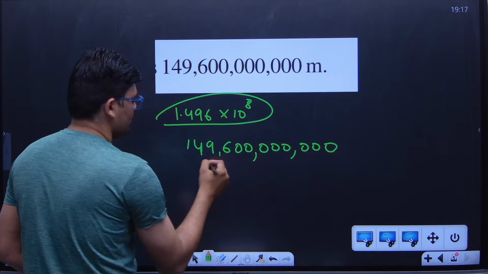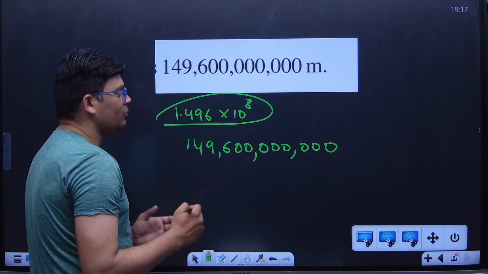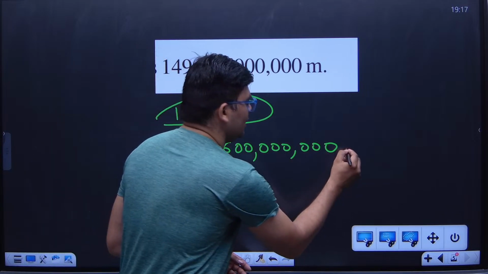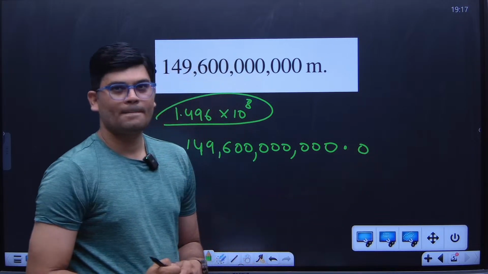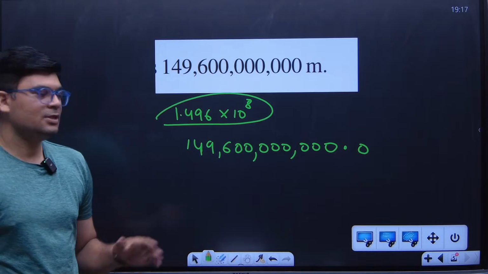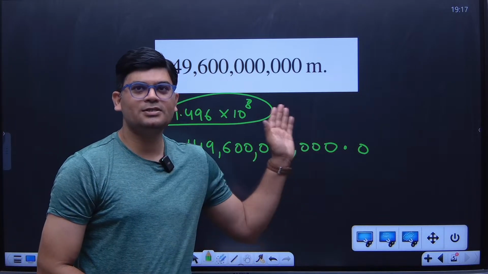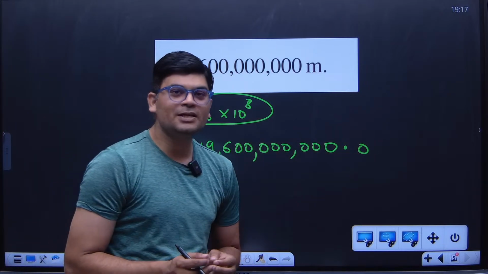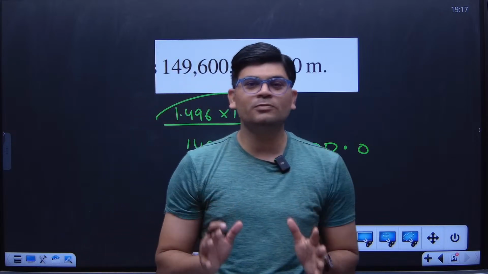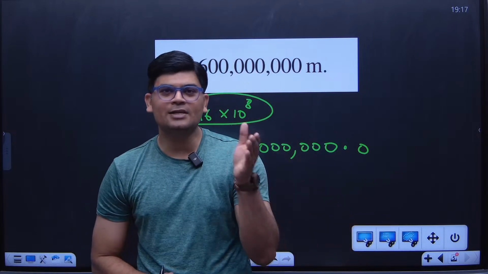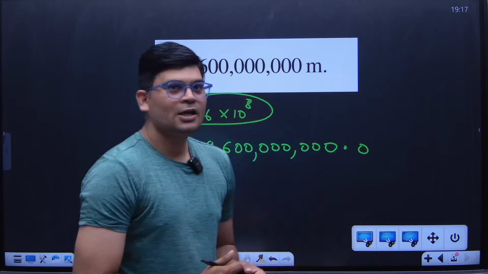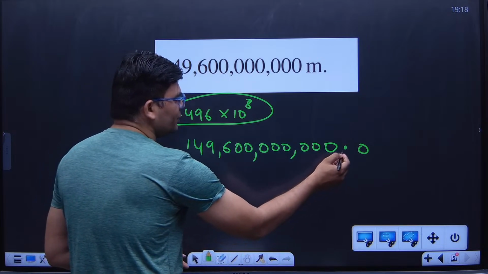Oh sir, it's not there. No, it is there, but you are not looking at it. It is after the last zero. So if the decimal is not given, you have to assume the decimal after the last digit. Are you getting it? Now tell me how many digits you have moved this decimal.